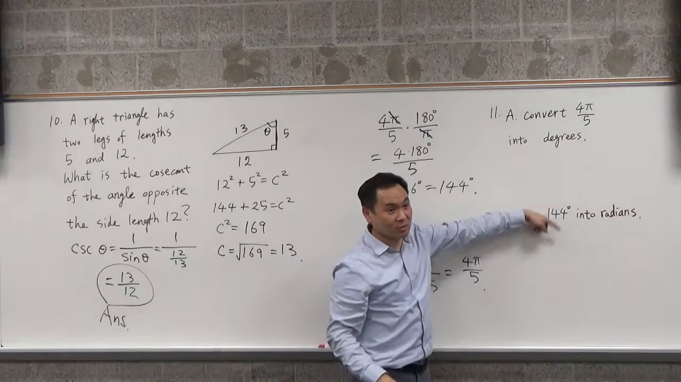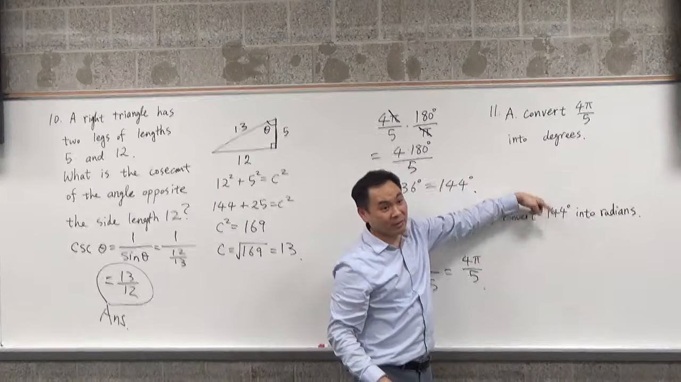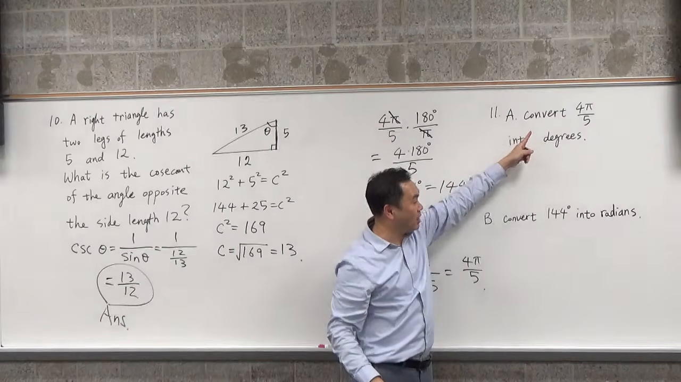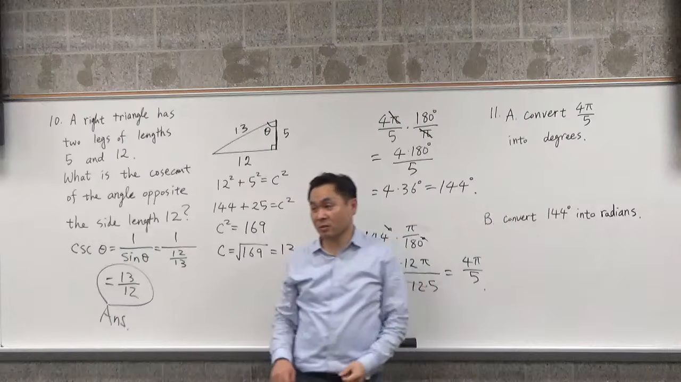So you can see how you can go back and forth. Okay? You can go from radians to degrees and degrees to radians. Okay.